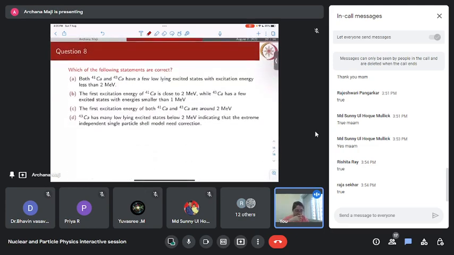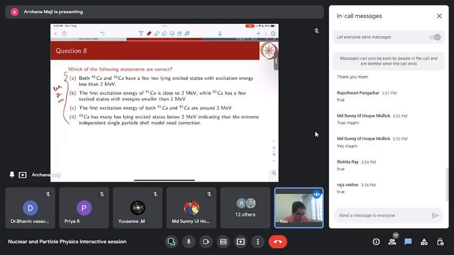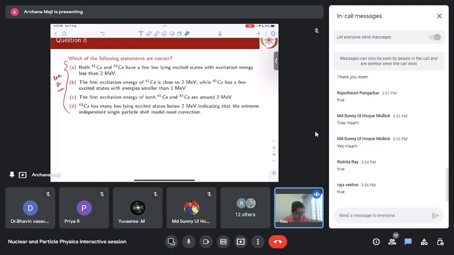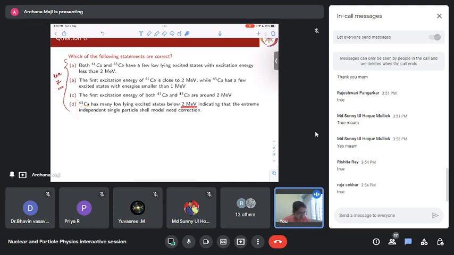Okay, the answer to this 8th question is given in lecture 7, which is the week 3 lectures, but this question is given in this second assignment itself. So let me say this briefly. The question is, which of the following statements is correct? Both calcium 41 and calcium 43 have a few low-lying excited states with excitation energy less than 2 MeV. The first excitation energy of calcium 41 is close to 2 MeV, while calcium 43 has a few excited states with energy smaller than 1 MeV. The first excitation energy of both are around 2 MeV, and calcium 43 has many low-lying excited states below 2 MeV, indicating that the extreme independent single particle shell model needs correction.